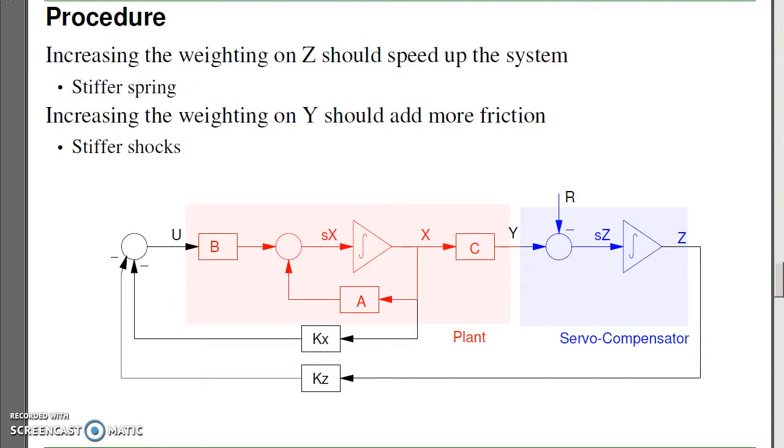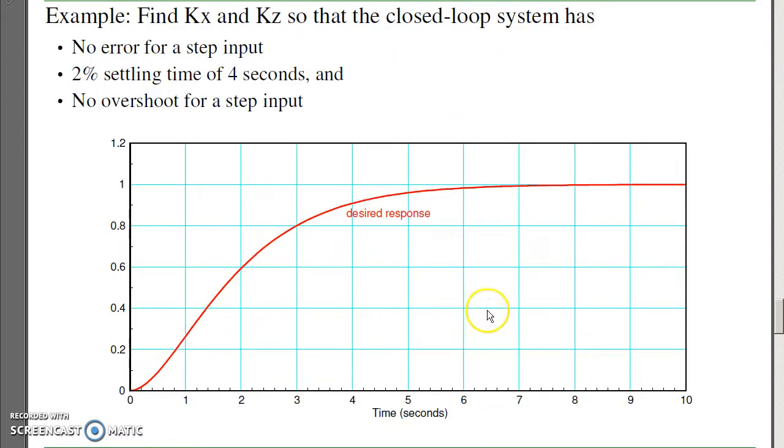So I'd like to go through an example where I do that. I'm going to start iterating between increasing z till it's fast enough, then increase y to get rid of the overshoot. Going back to our requirements, what I want is the step response should look like the following. It should have a 4-second settling time, about no overshoot, and a DC gain of 1. So that's my desired step response. I'm going to vary Q and R until I get this response.